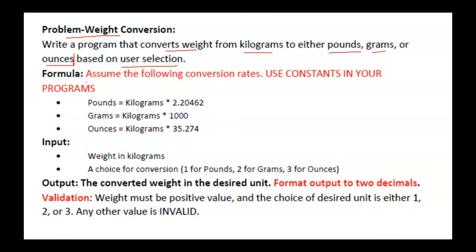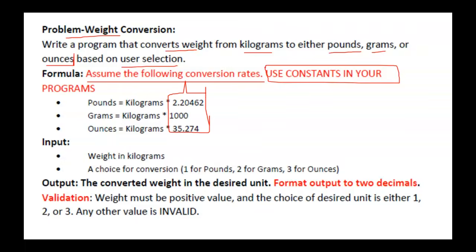The question says, assume your conversion rates and use constants. So we need to use constants. These constants should be used. It's better to define them as constants in the beginning of the program. The input will be weight in kilograms and the choice, 1 for pounds, 2 for grams, and 3 for ounces.